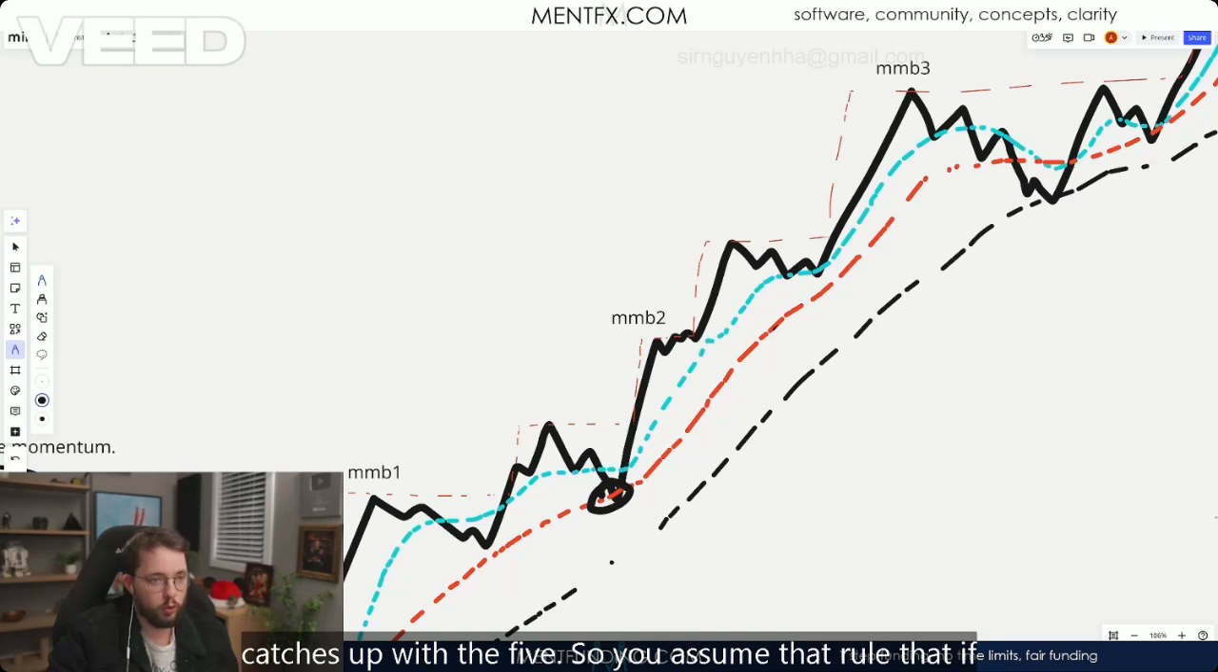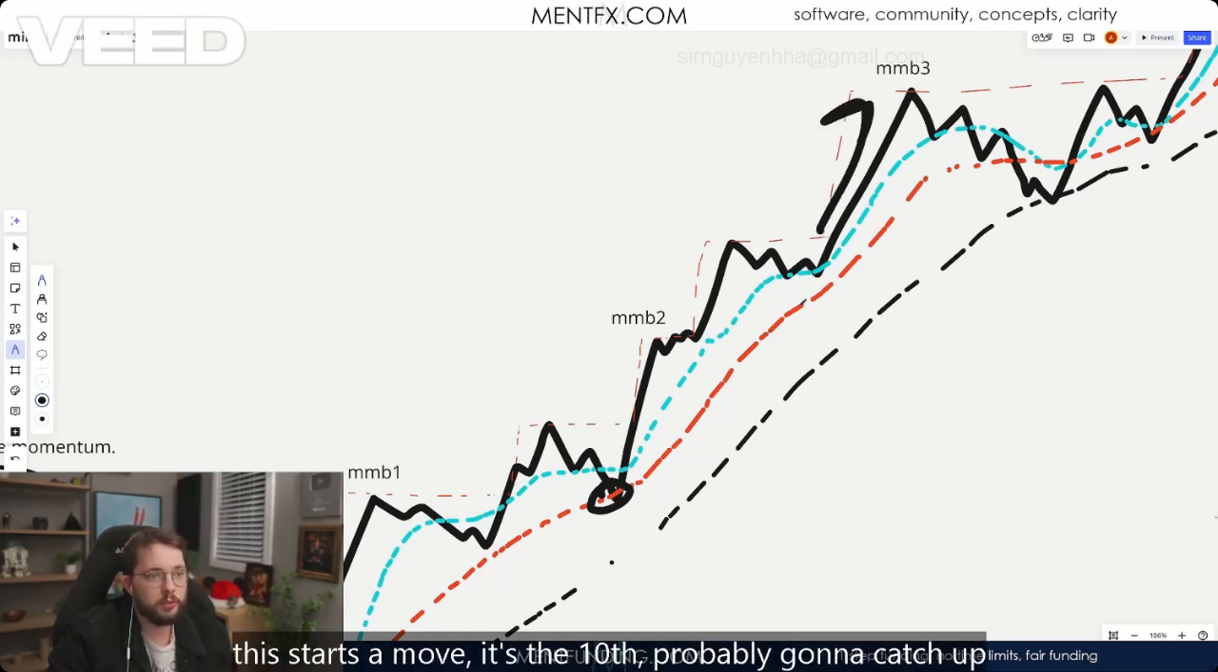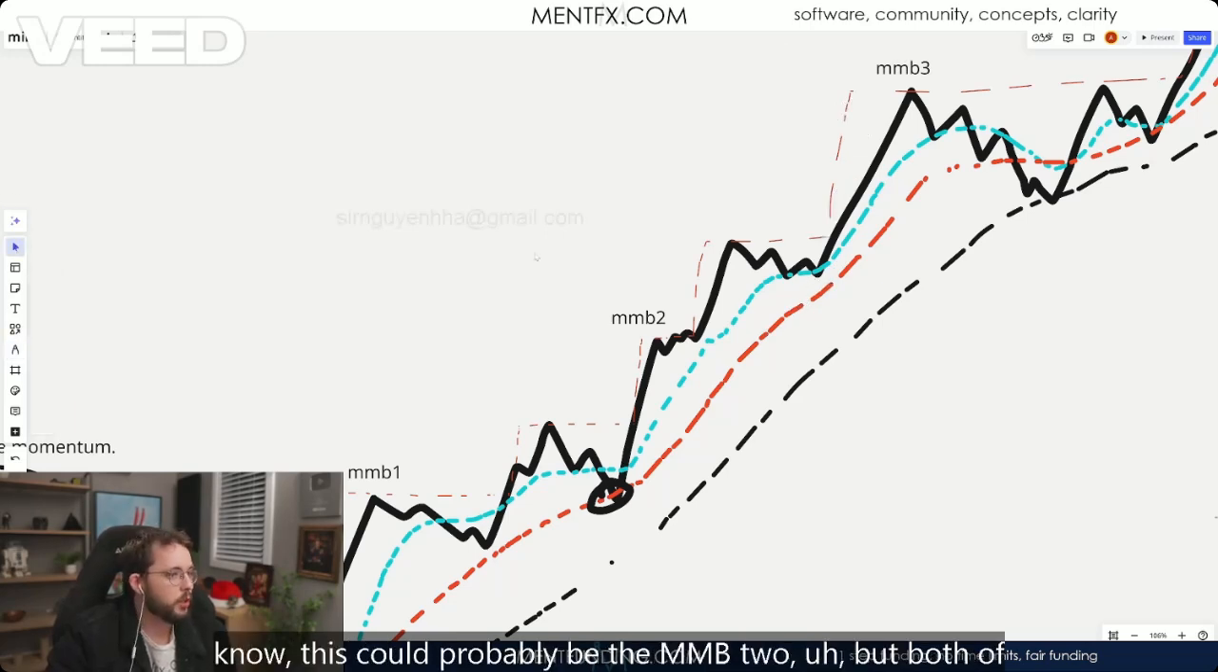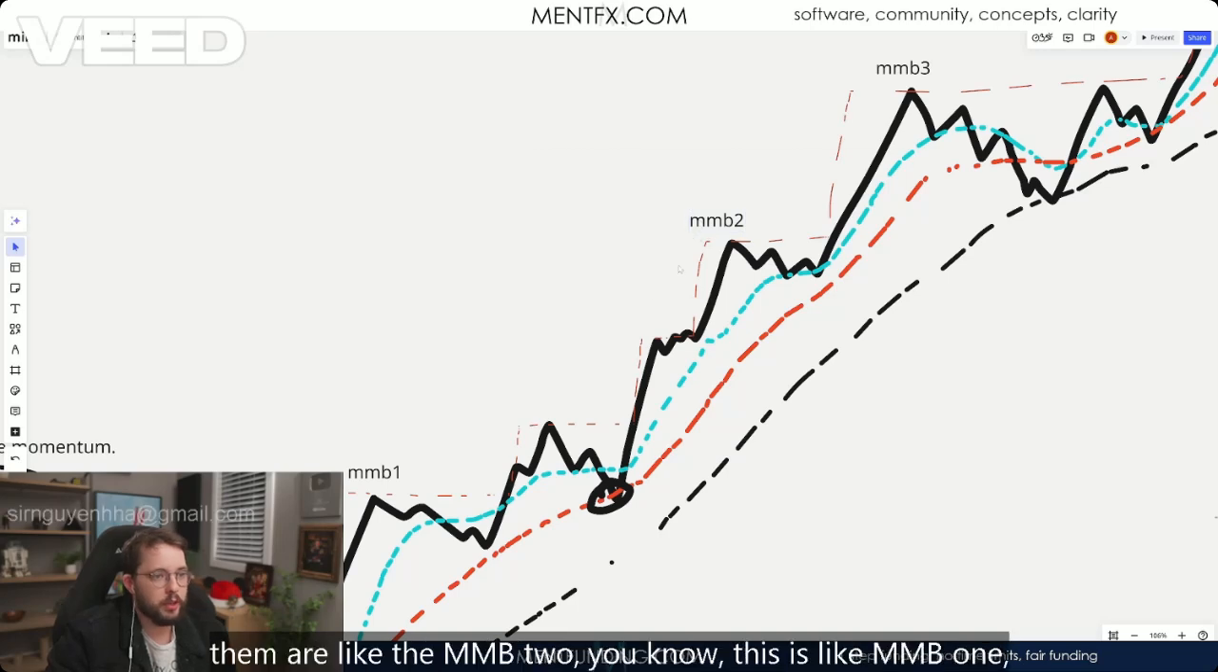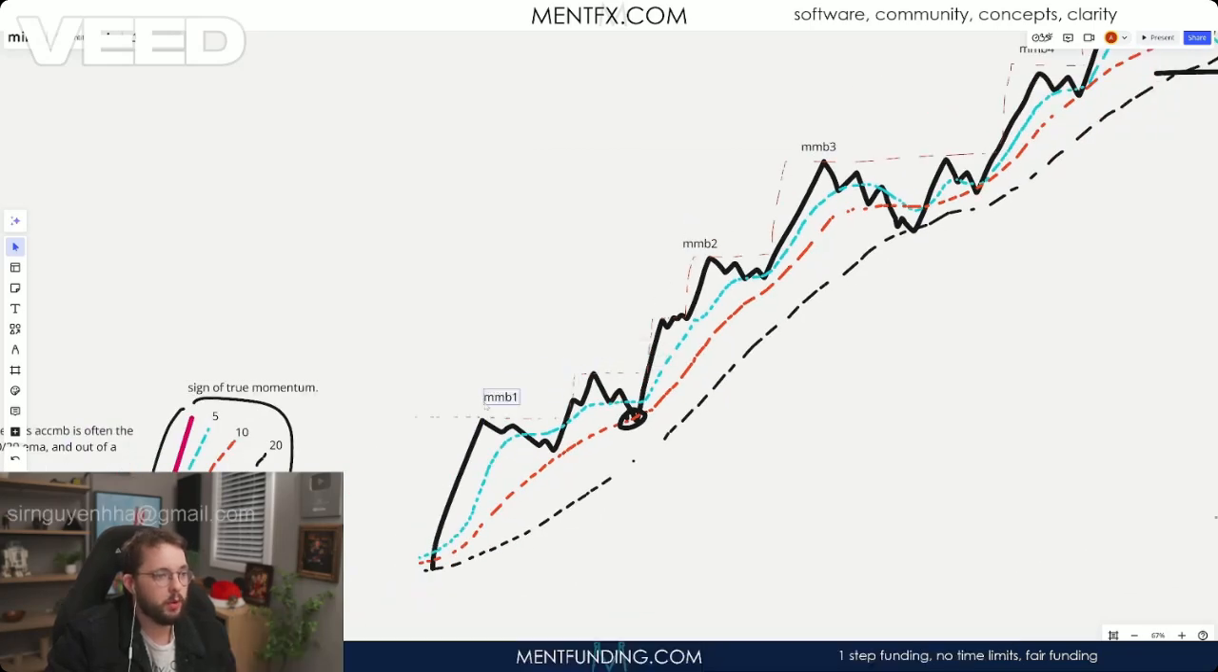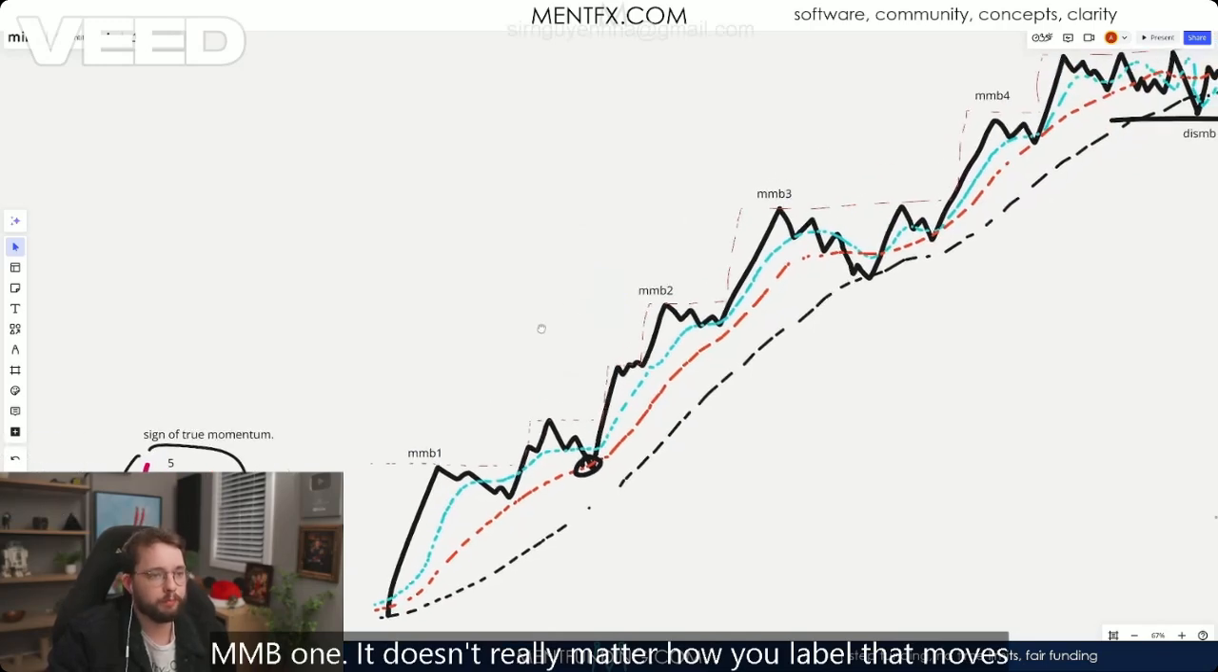So you assume that rule that if this starts a move, the 10's probably going to catch up to it, which it kind of does here. And once again, this could probably be the MMB2, but both of them are like the MMB2. This is like MMB1, MMB1. Doesn't really matter how you label that.